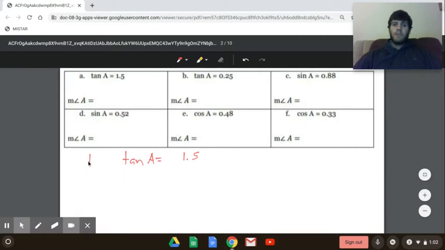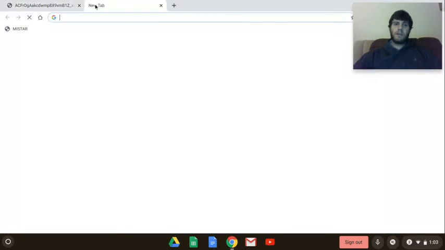So if we do the inverse tangent on both sides, the inverse tangent and the tangent will cancel out, and you're left with A, the angle measure, equals the inverse tangent of 1.5. And then you would go over to your calculator.